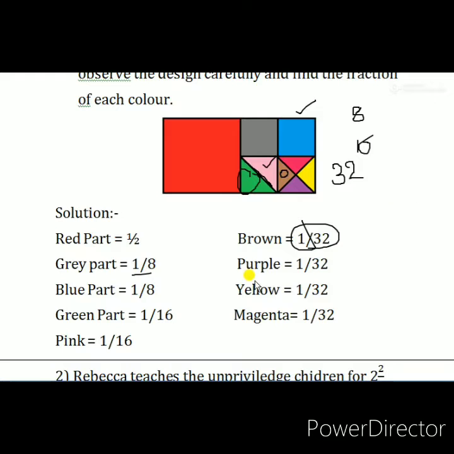Next one is purple color at the bottom. Purple color is made in a triangular shape, and it is out of 32 parts. That means 4 4s are 16, and on the left side also 16, total 32. 1 upon 32 is the purple color. Now we have to see the yellow color. Yellow is also 1 upon 32, because all the different colors are given in the same shape. So all these parts are 1 upon 32. Next one is magenta. Magenta is also 1 upon 32.